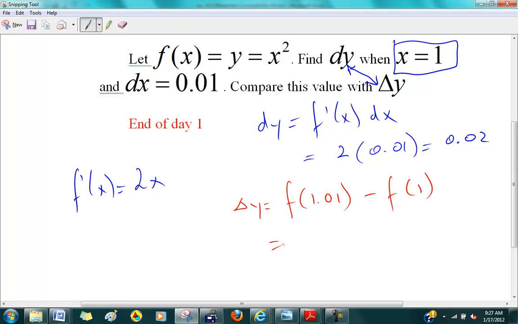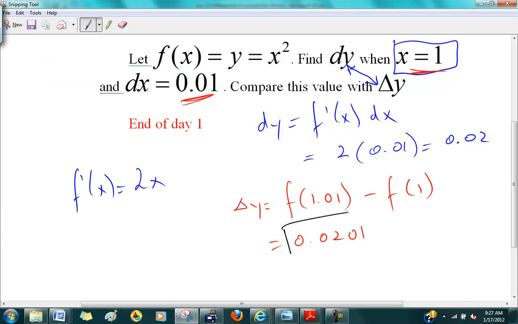Did you get it? Where did you get the 1.01 from? Yeah, this plus this. Okay. Did someone get an answer on this? Yeah. 0.0201, or just 1? 0.0201? Okay.